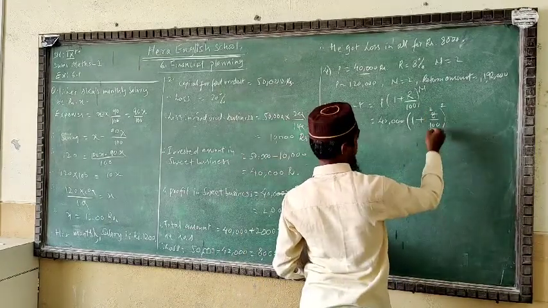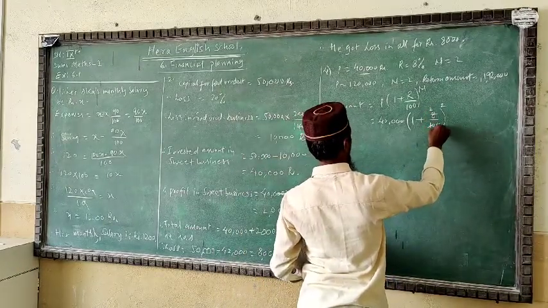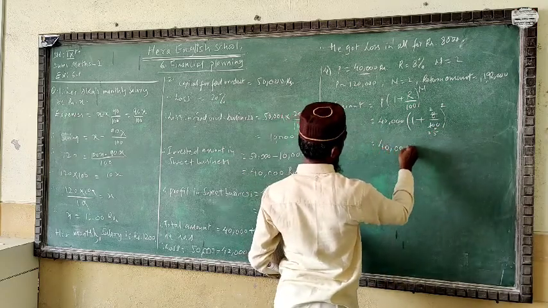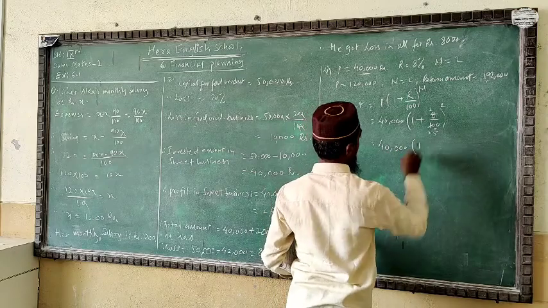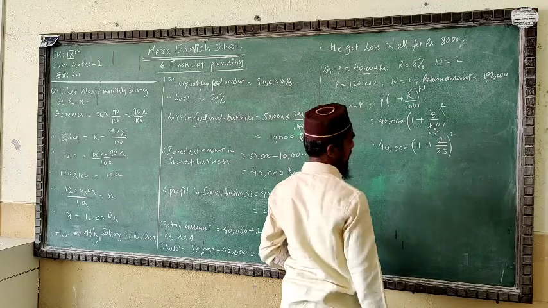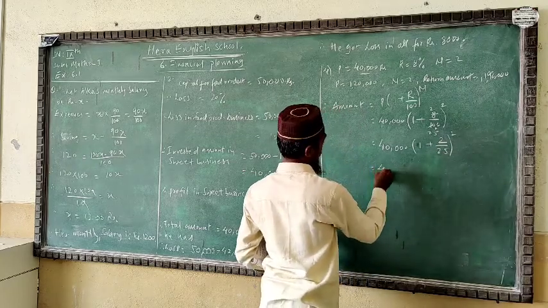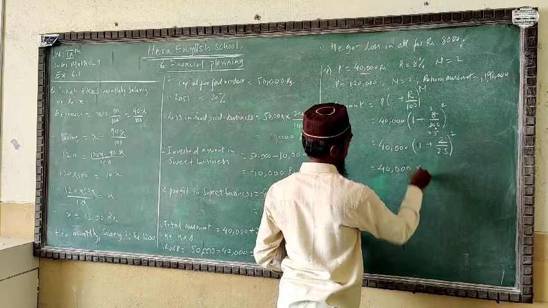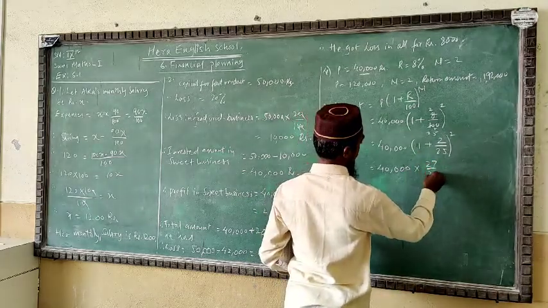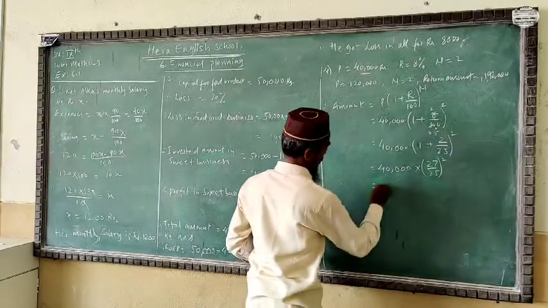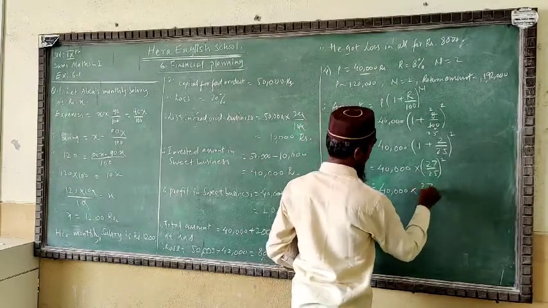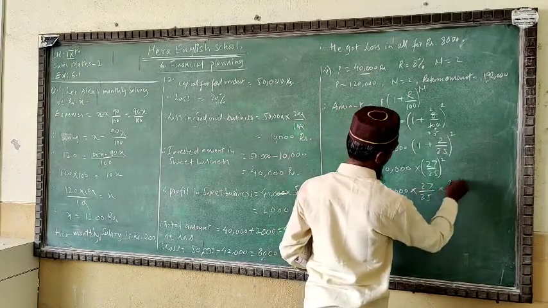So we'll solve this one. 4 2 8, 4 5 are 20. You will get 40,000 as it is. Inside we have 1 plus 2 upon 25, the bracket squared. Here the calculation is easier. 40,000, 25 plus 2, 27 upon 25, the bracket power 2. 40,000 will be as it is. Now power 2 is there, so we'll write 27 upon 25 two times.